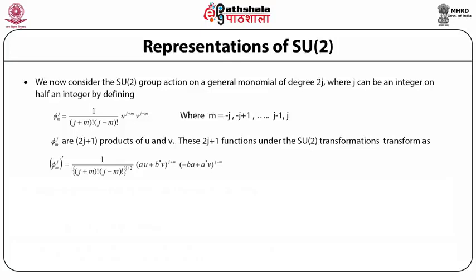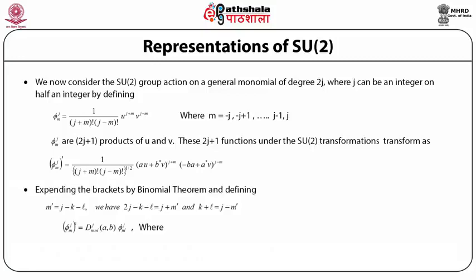Therefore, phi jm prime can be written as 1 upon the square root of j plus m factorial into j minus m factorial, into au plus b star v to the power j plus m, times minus ba plus a star v to the power j minus m.